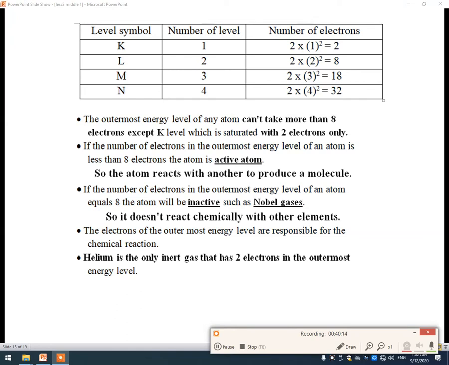Okay, next M. M is number 3. It is the third energy level. So the number of electrons inside it will be 2 times n power 2, 2 times 3 power 2, 3 power 2 is 9. 9 times 2 will be 18. So if I ask you, the energy level M is saturated by how many electrons, it will be 18 electrons.